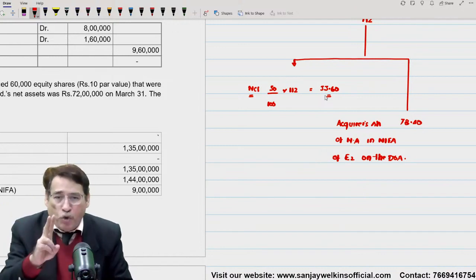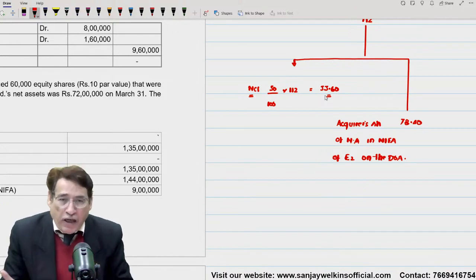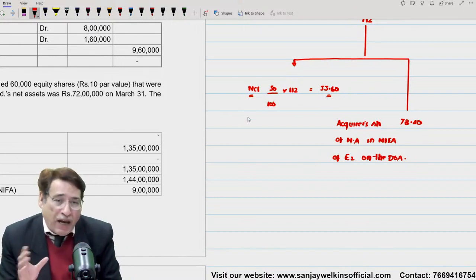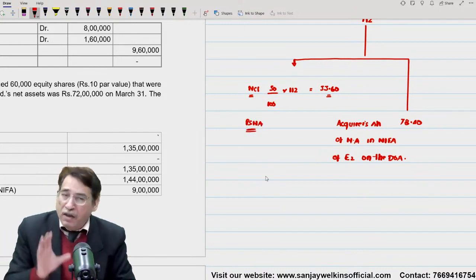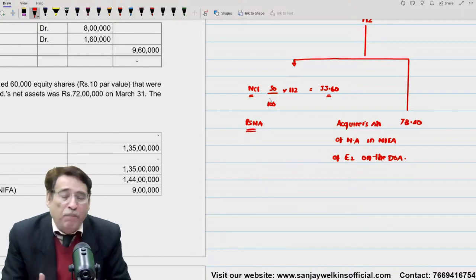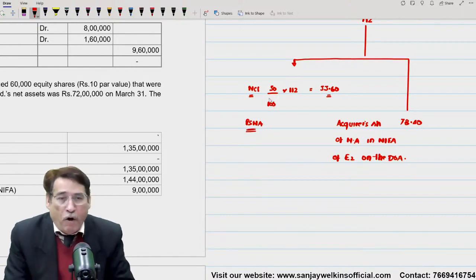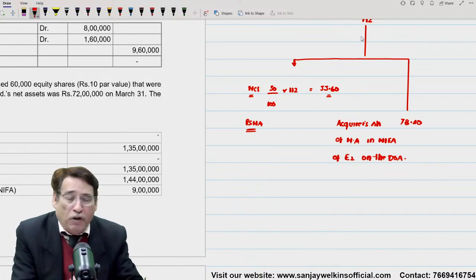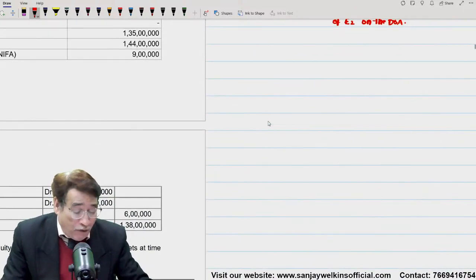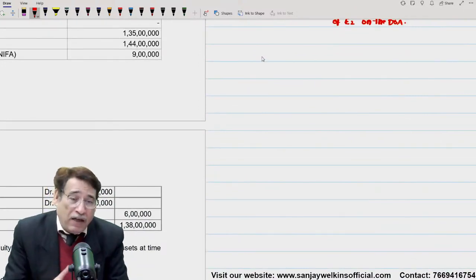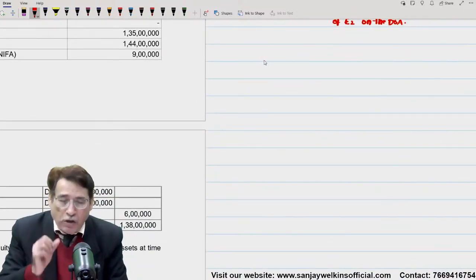And for that, you have two options. One, you can use the PSNA method. When I compute the NCI in this manner, it is known as proportionate share of net assets. Is it clear to you? Because here we are simply taking the proportion of the net assets, 30% of 112. So it is known as the proportionate share of net assets method. However, we can compute the NCI, as I told you, as per fair value also.